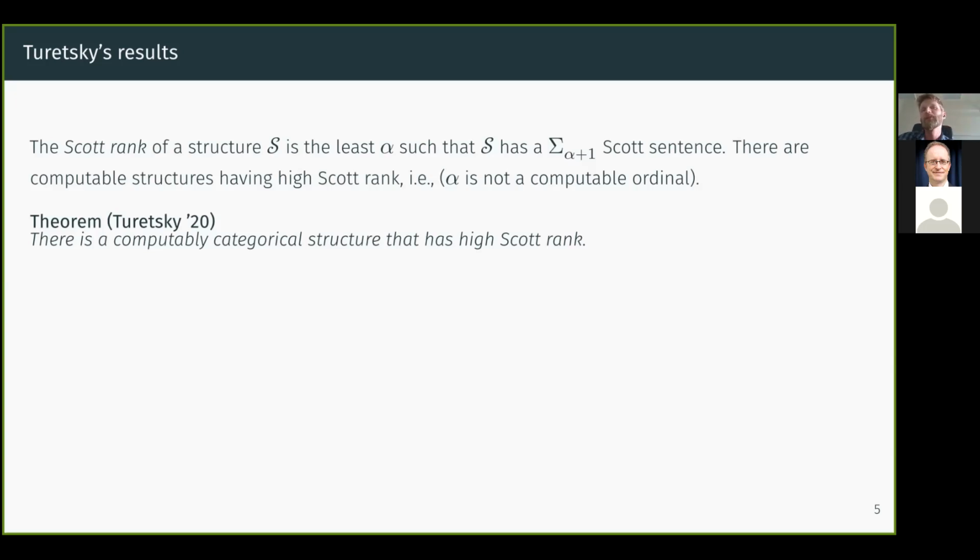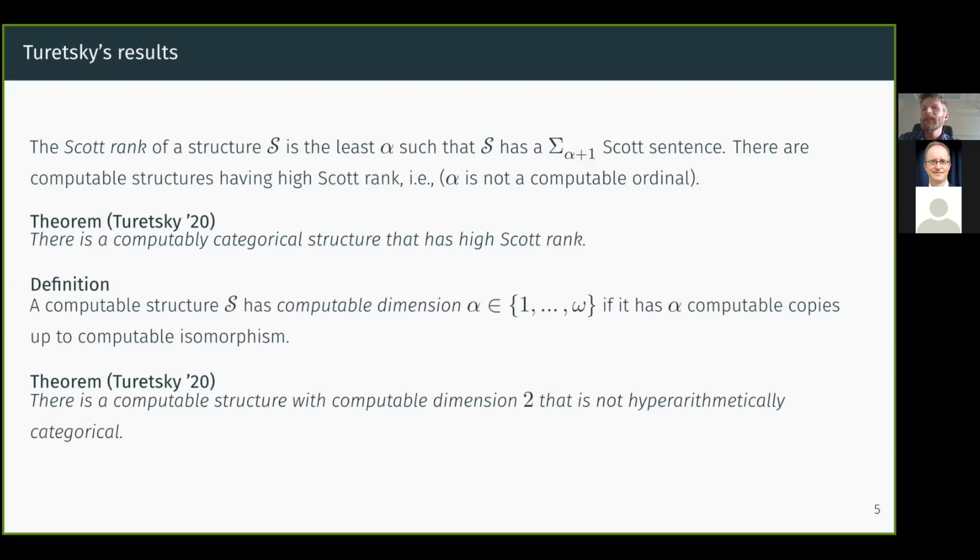So what Turetsky showed is that there is a structure which is computably categorical, but its structural complexity, which is captured by the notion of Scott rank, is very high, as far apart as it can be. And he also showed that there is a computable structure with computable dimension 2 that is not hyperarithmetically categorical.